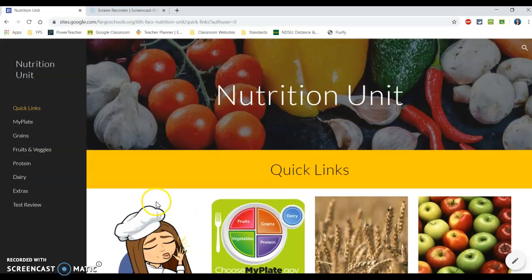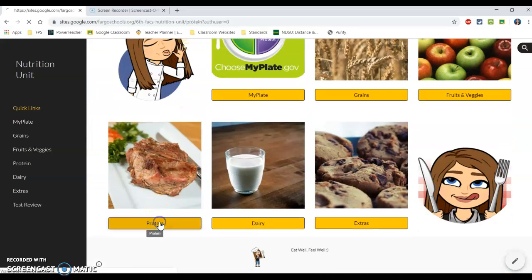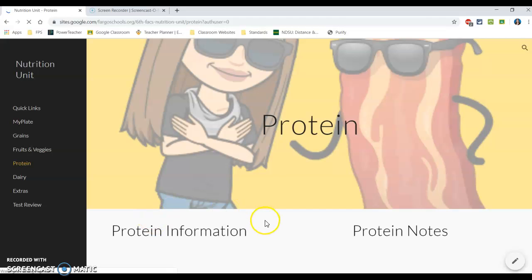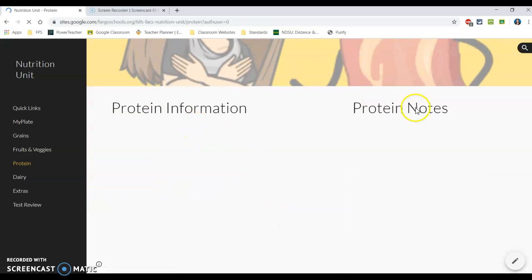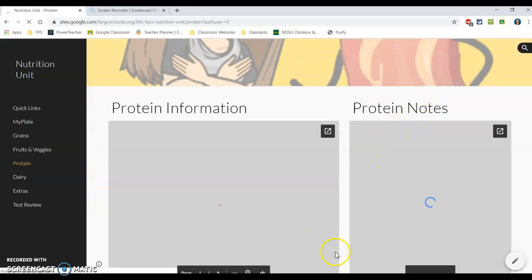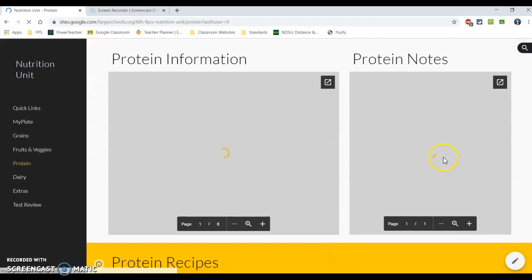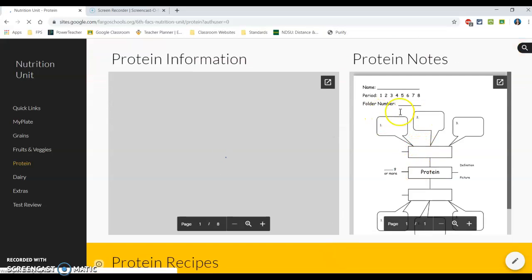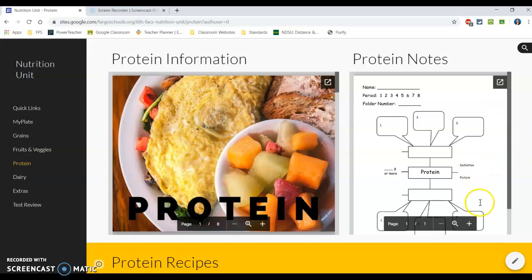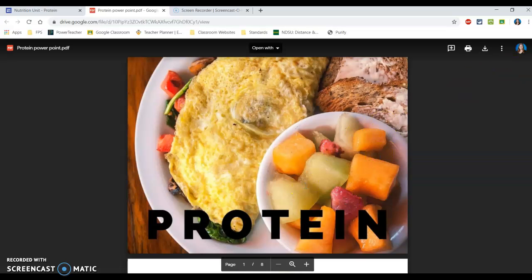So on the quick links page on the nutrition unit, you just have to choose protein. And when you choose that, it gives you protein information and then the protein notes. So the note side is the paper copy that you have, and you're going to be filling this out as we go. So have that out and ready. And then this protein presentation is what I'm going to be discussing with you. So we'll start off by going through this.